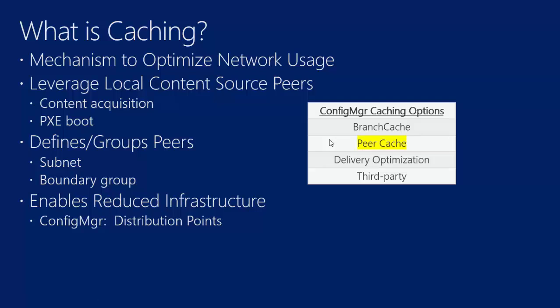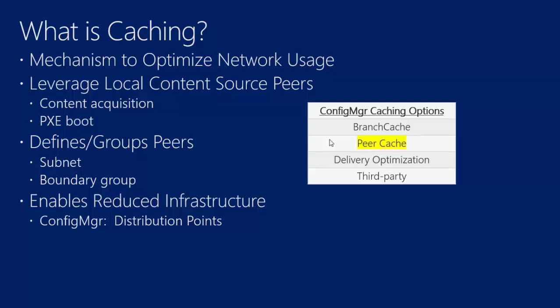All right. So what is caching? This is not a Config Manager specific discussion, though I'll probably weave a few Config Manager things in as we go. In general, whether we're talking about BranchCache, peer cache, Delivery Optimization, or third-party caching products, or even when Config Manager isn't in the picture, caching is a mechanism that will help optimize network usage. It is intended to provide a solution to leverage local content source peers for acquiring the content.